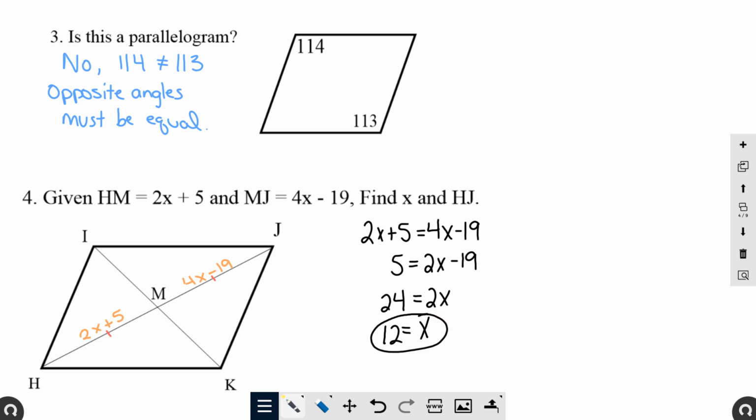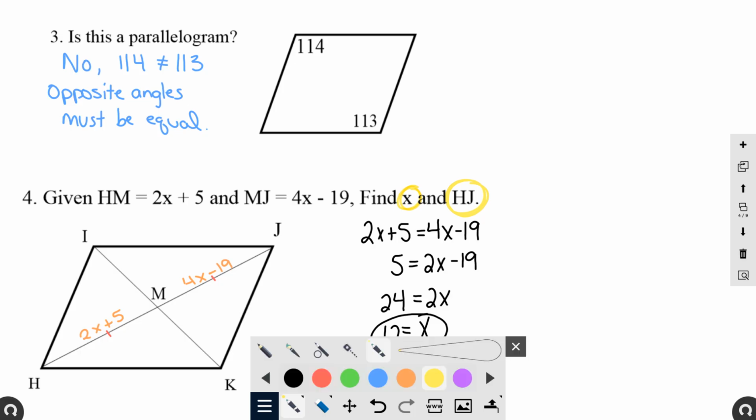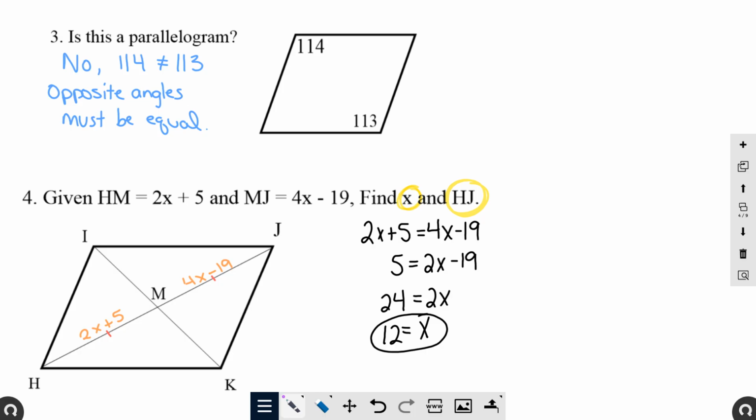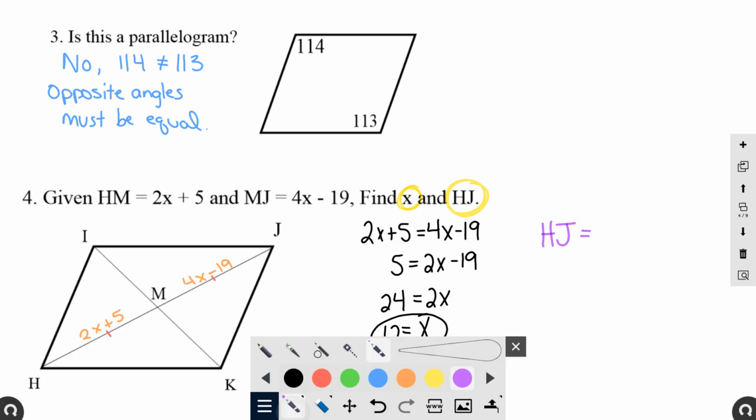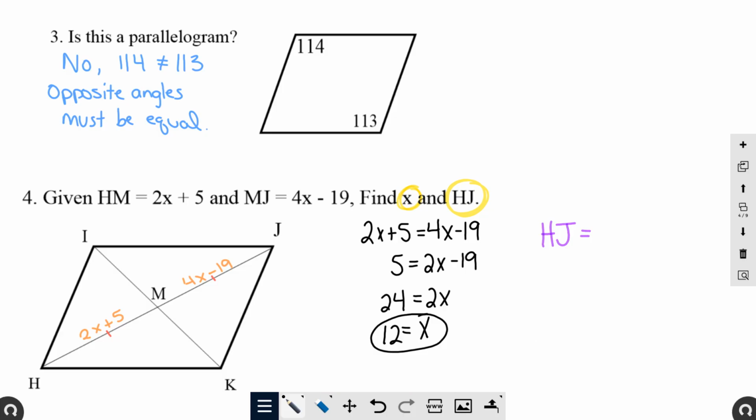Don't forget that a lot of times in geometry, you want to be able to find multiple things. So up here it says find x, which we did, but it also says to find HJ. How do I figure out what HJ equals? Plug it in. You're exactly right. So let's plug it back in over here.